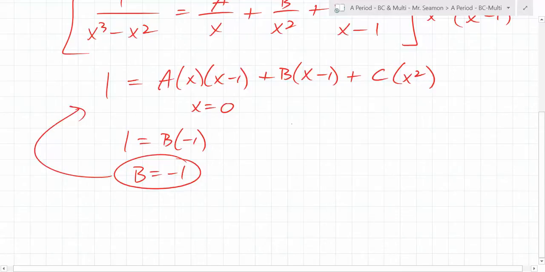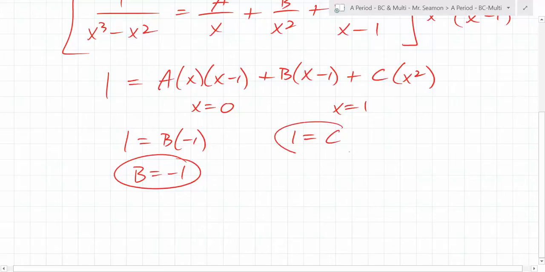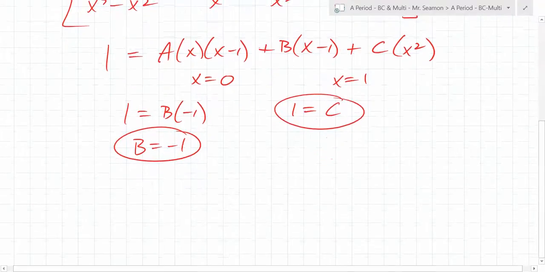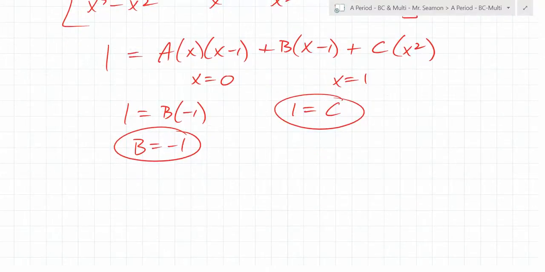You can, sure. Or what could you do? Any other ideas? Hold on. Pause. That's totally valid. I'm not saying it's wrong. How about x equals 1? If we're going to do x equals 0, why don't we just do x equals 1? What do we end up with? We end up with 1 is equal to C times 1 squared, right? So, oh, look at that. That's nice. Now, what should we do with B and C?